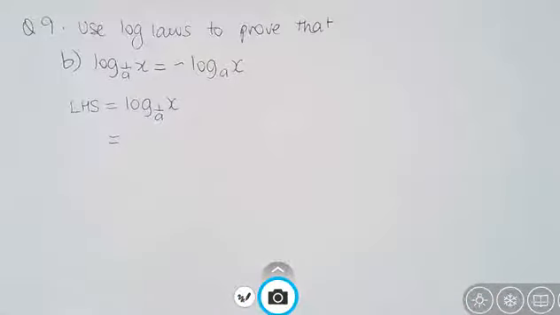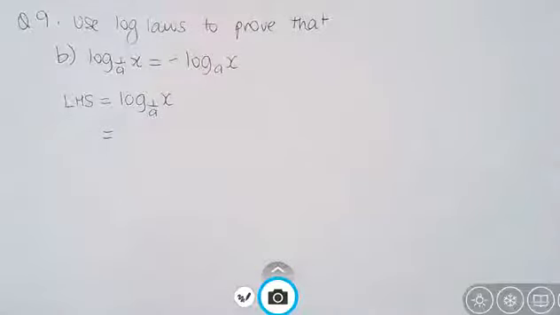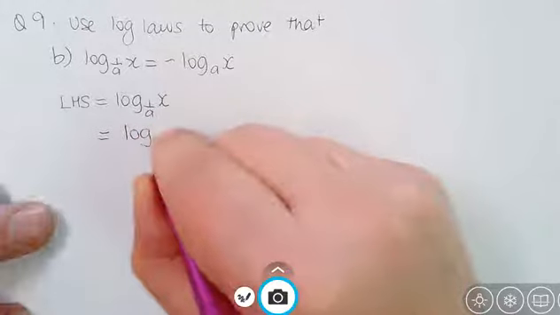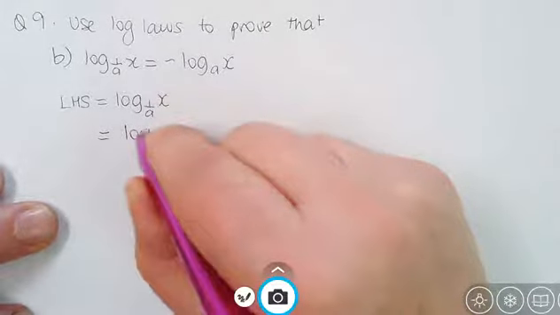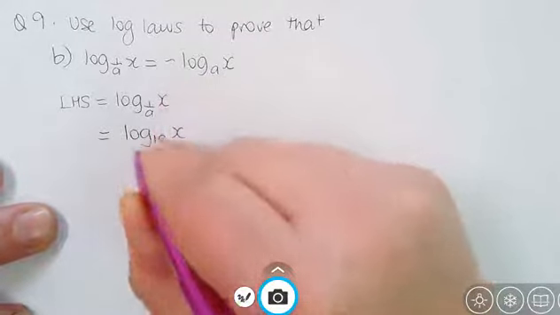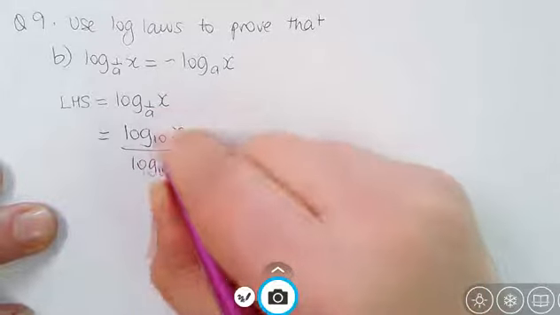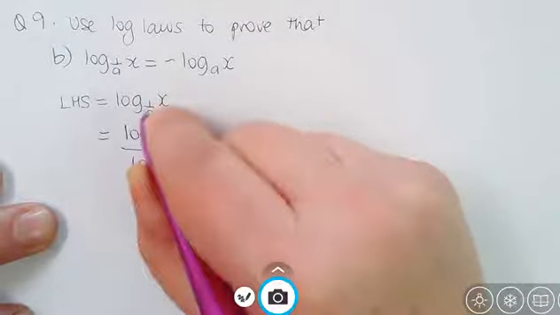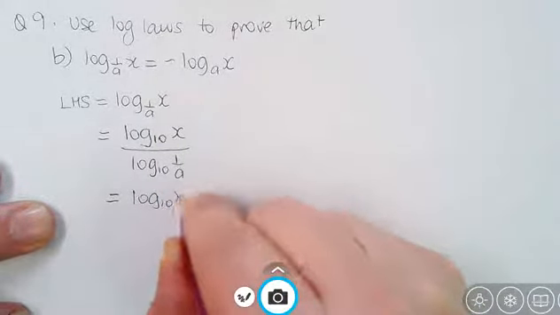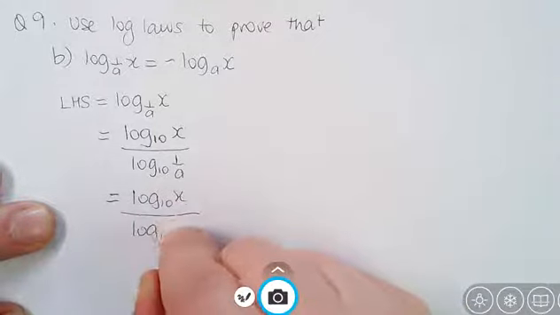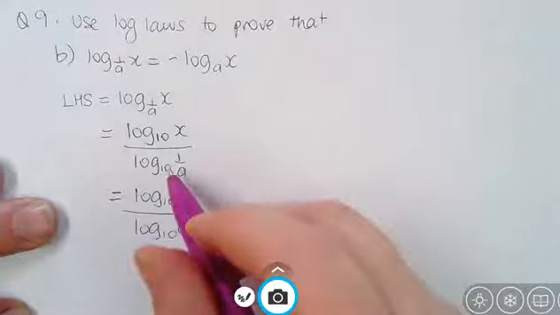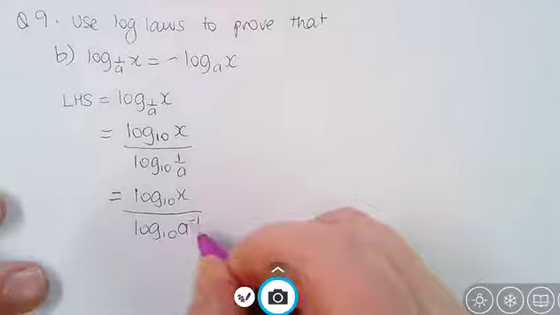Now, the only thing you can really do here is use the change of base rule. So I'm going to do change of base with log to the base 10. So log to the base 1 on a of x is log to the base 10 of my number over log to the base 10 of my base down there. Now, I've got log to the base 10 of x over, now log to the base 10 of 1 on a is log to the base 10 of a to the power of negative 1. Because 1 on a, 1 over, is a negative power, it means the power of negative 1.